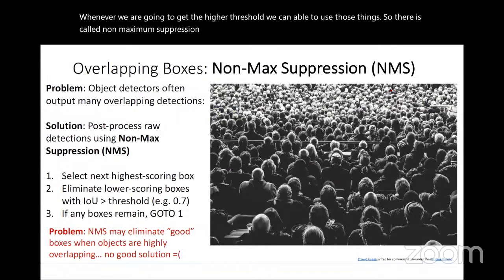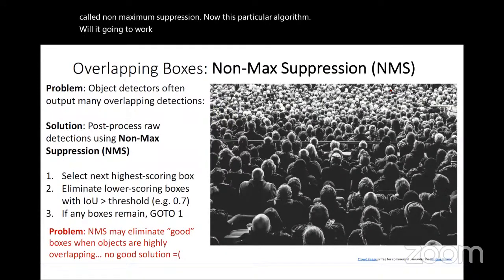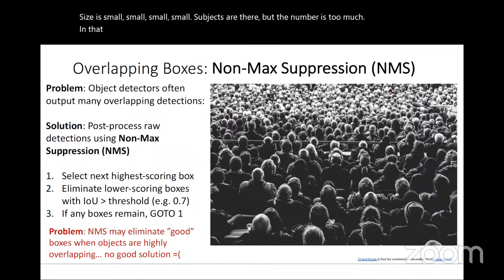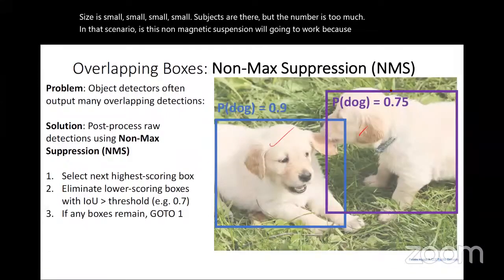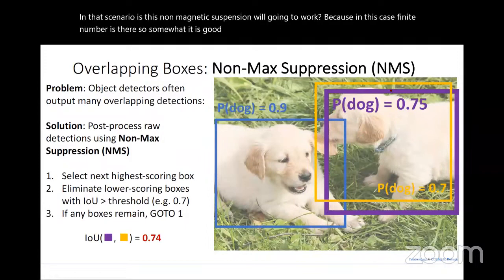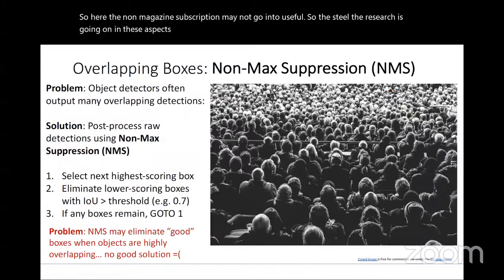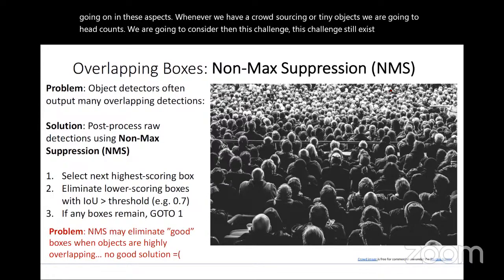Now, will this particular algorithm work on these types of samples? Whenever we have a sample like this, with many objects of different sizes, small objects, but the number is too much, will non-maximum suppression work? In the earlier case a finite number was there, so it is somewhat good and we can do this. But in this particular case, non-maximum suppression may not be useful. The research is still going on in these aspects. Whenever we have crowds or tiny objects, where we consider head counts, this challenge still exists.